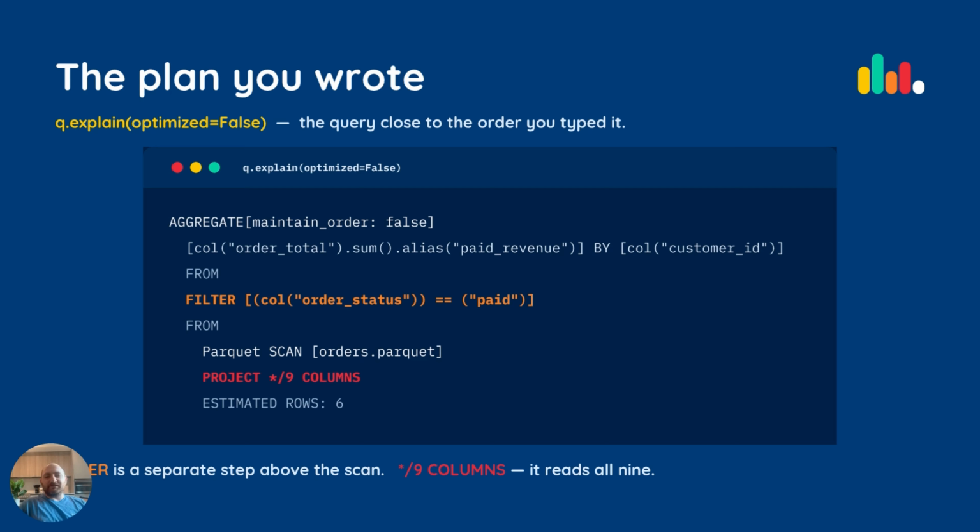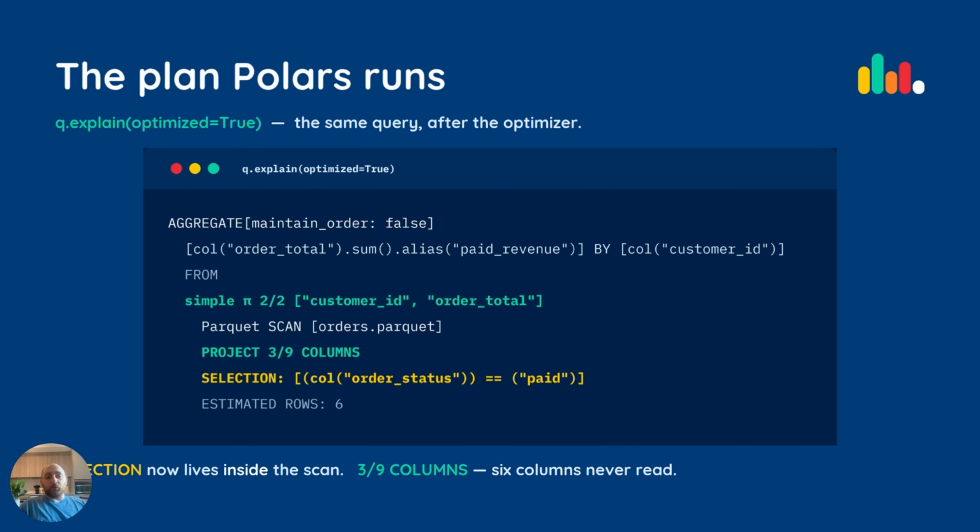The filter is a separate step sitting above the scan. And the line where it says project all /9 columns means it read all 9 columns. So in the plan you wrote, Polars reads everything, then filters afterwards. Now let's see what the optimizer does to it. This is the optimized plan. Same query, but with explain optimized equals true.